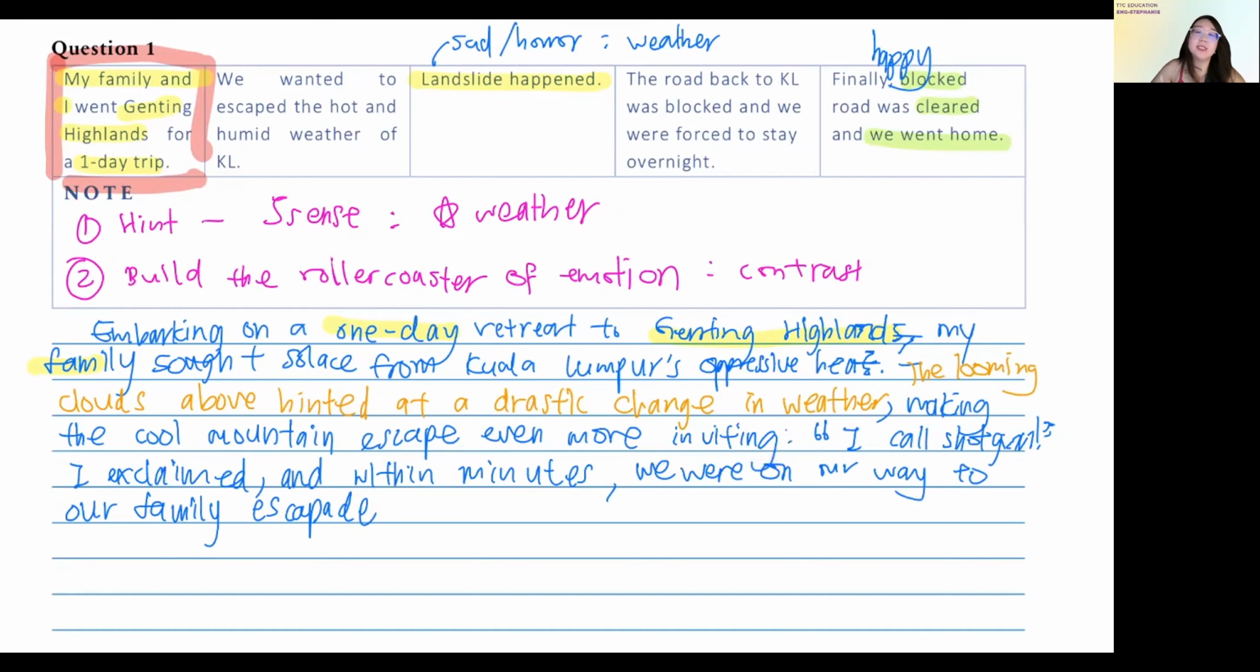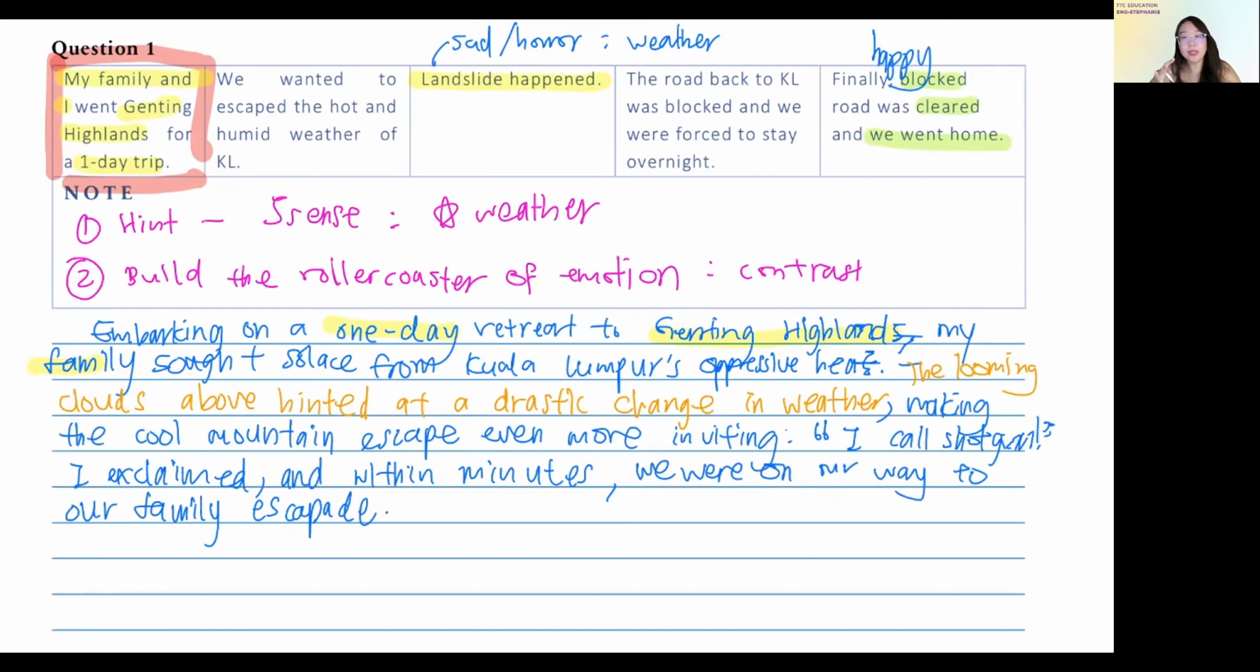So you thought it's inviting because when we talk about the looming clouds, it means very dark, heavy clouds above, again, to indicate that it's going to rain soon. But if it's going to rain soon, the temperature is definitely going to drop a bit more, right? Hence, it will be cooler in Genting Highlands. And you thought it's better because now KL is too hot. Okay, so I call shotgun means I agree to go, exclaimed, within minutes on the way to our family escapade, which means the short getaway.